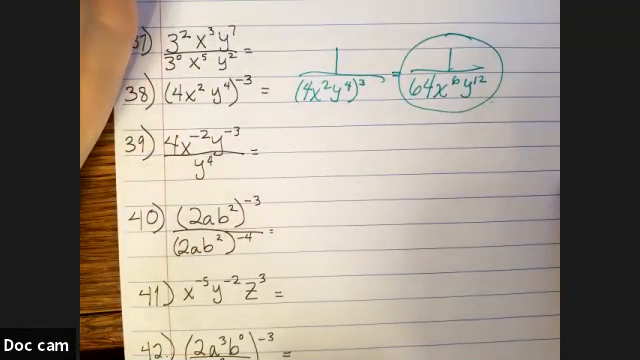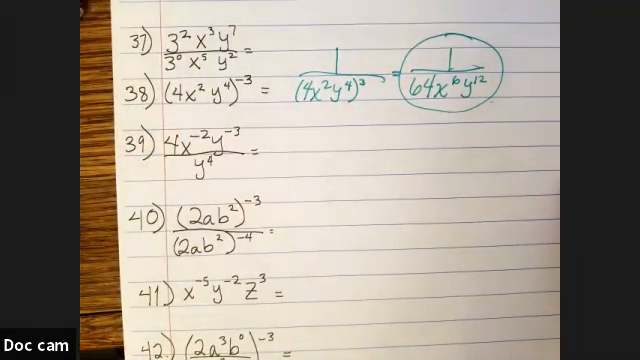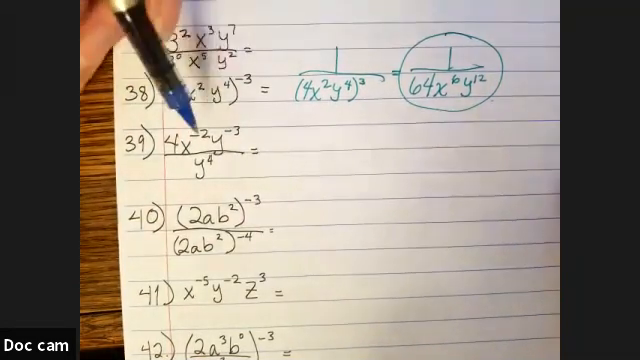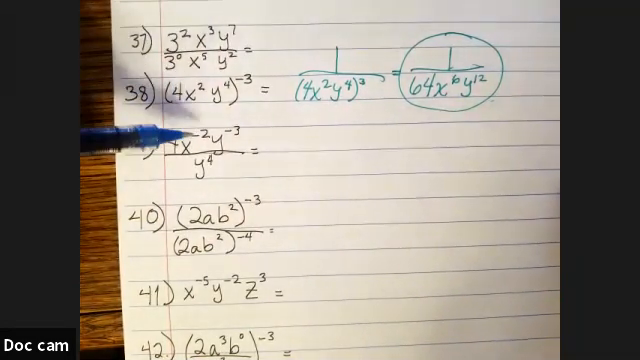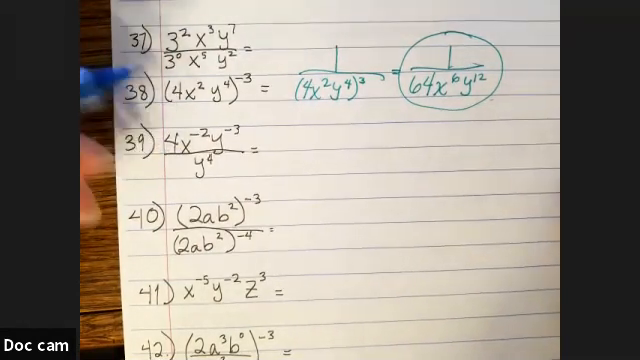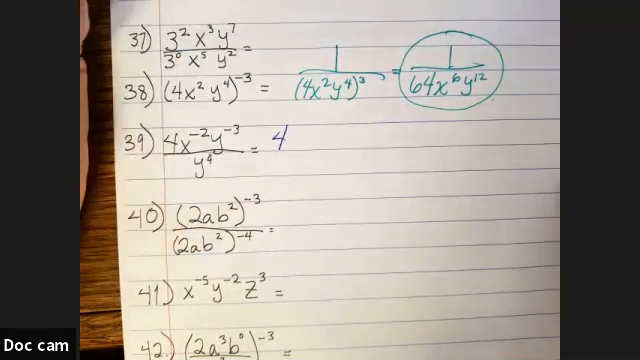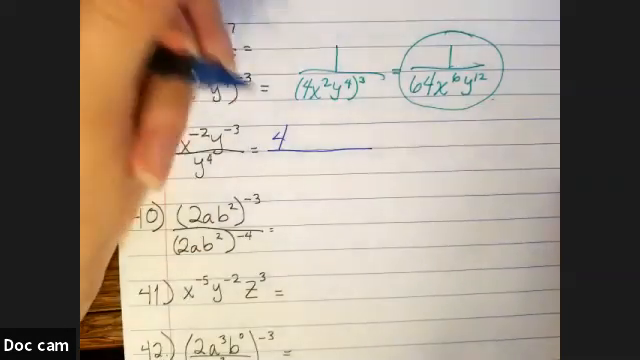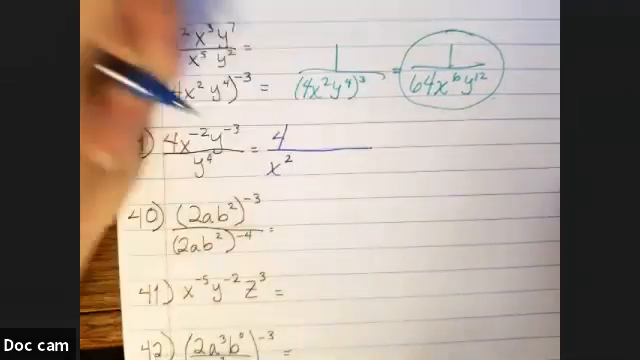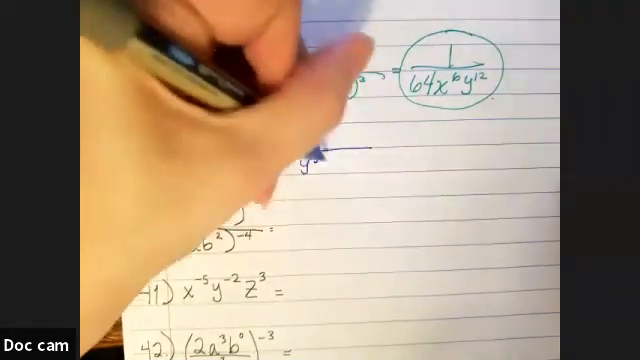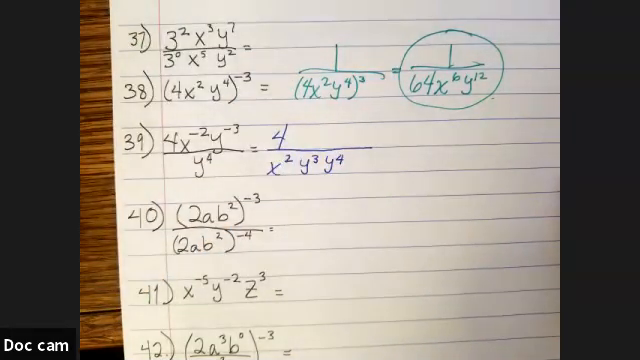All right. And number 39, I'm going to take the ones that have the negative exponents, and then they need to be moved to the other side of the fraction bar. That 4 is going to stay there, but both of those are going to go down to the denominator. So it's going to be x squared, y to the third, and then I still have that y to the fourth right there in the denominator.